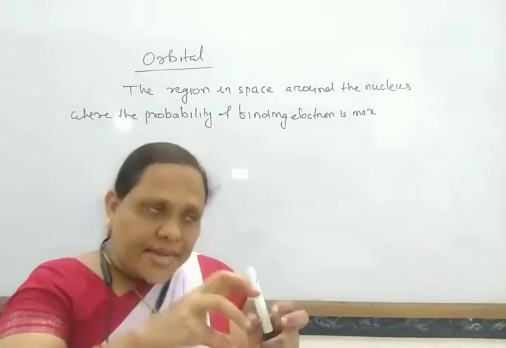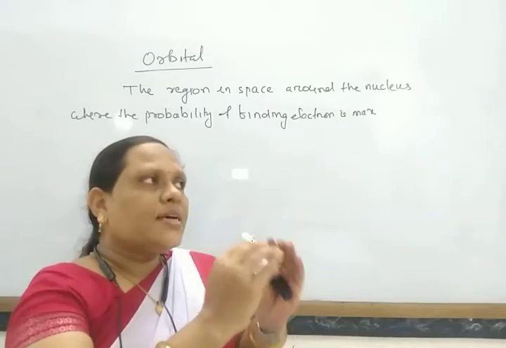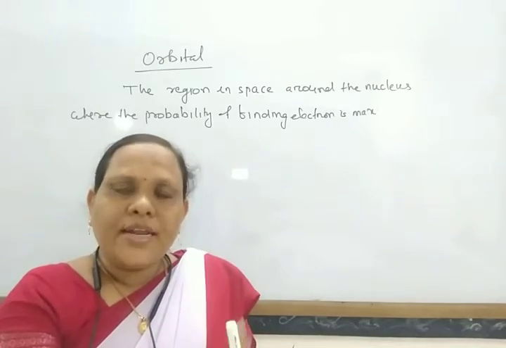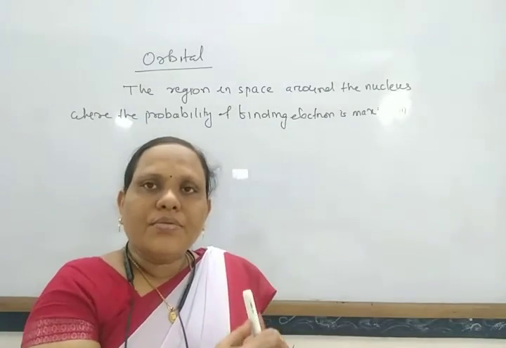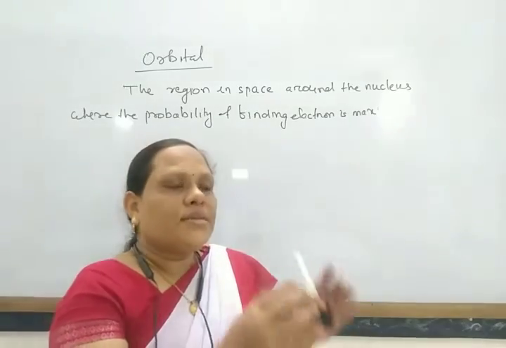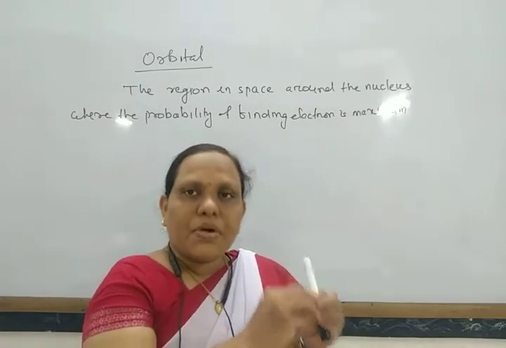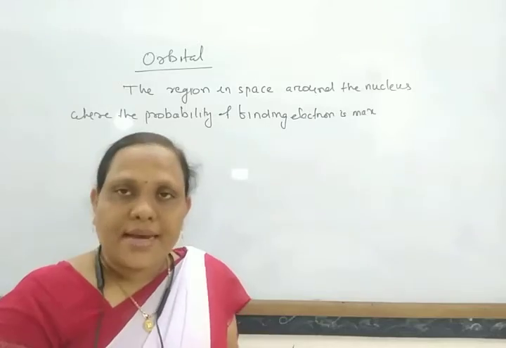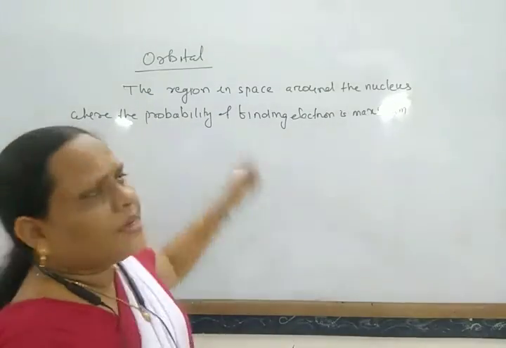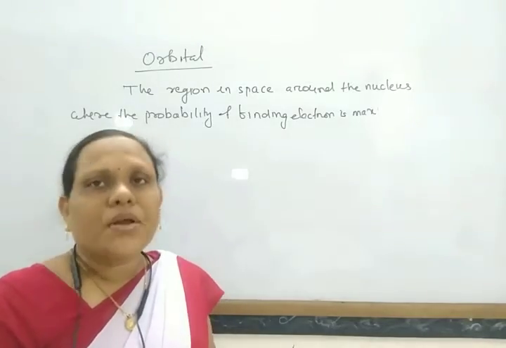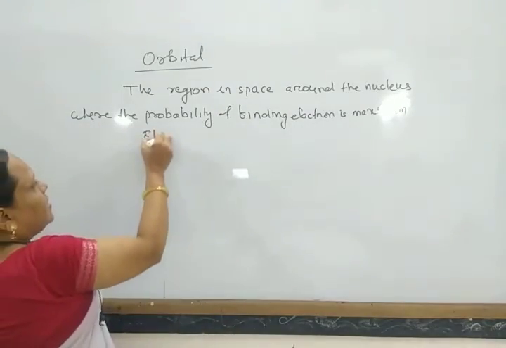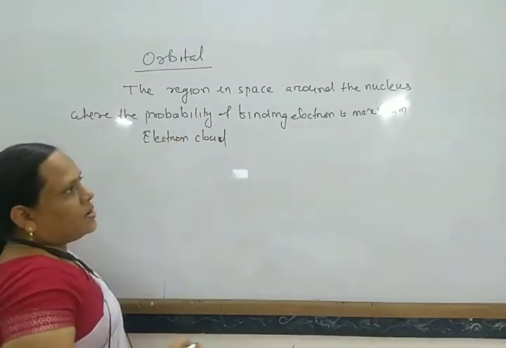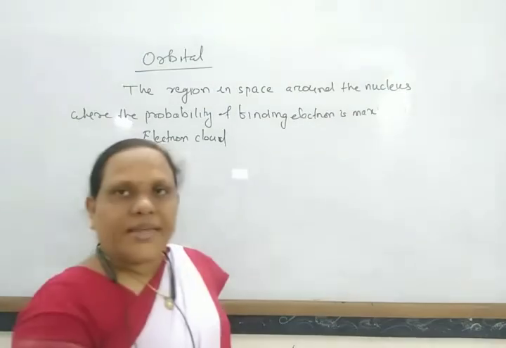It may be found in any space around the nucleus. There is some expected space around the nucleus where we can find the electron, with maximum probability of finding it, and that is known as orbital. It is three-dimensional in nature, and these orbitals are also known as electron cloud, where the probability of finding the electron is maximum.